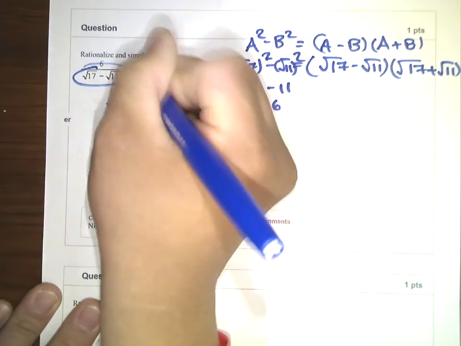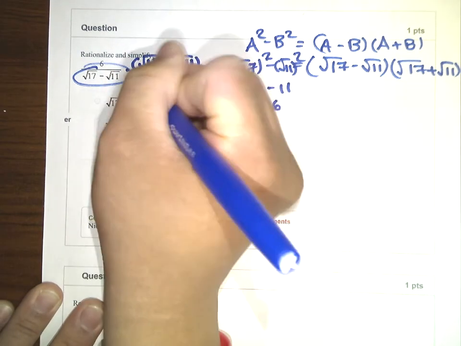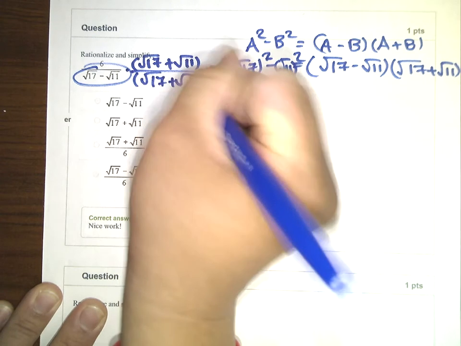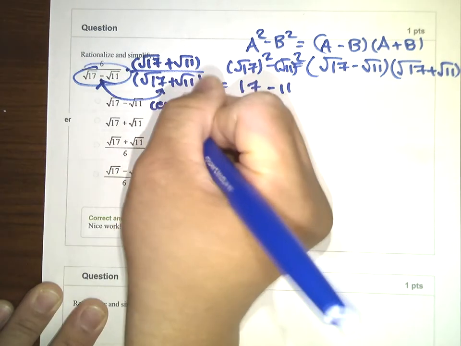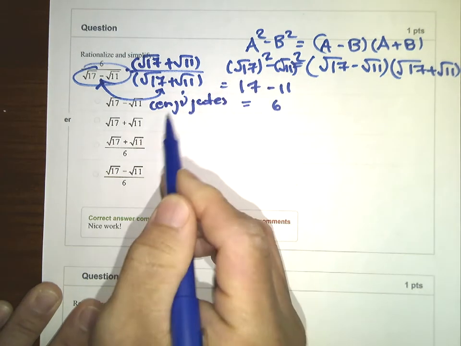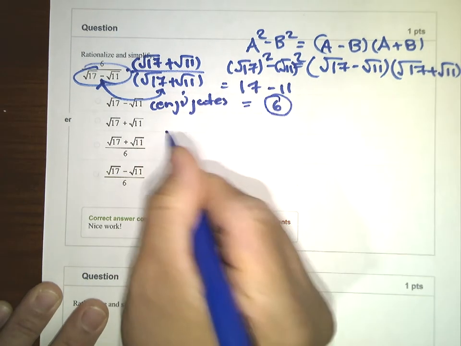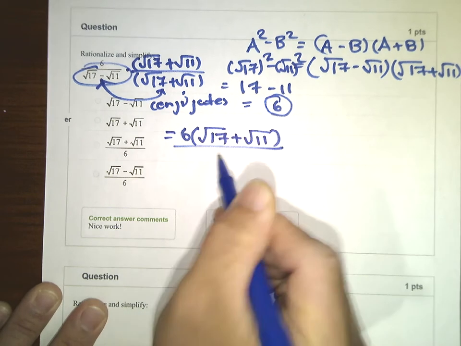So again, if I multiply by square root of 17 plus square root of 11 over square root of 17 plus square root of 11, these two are called conjugates. And when I do that, the denominator is just equal to 6. So I have 6 times the square root of 17 plus the square root of 11 over 6.